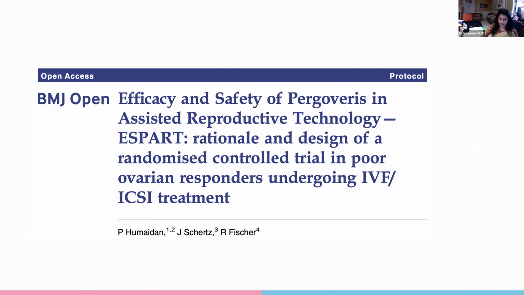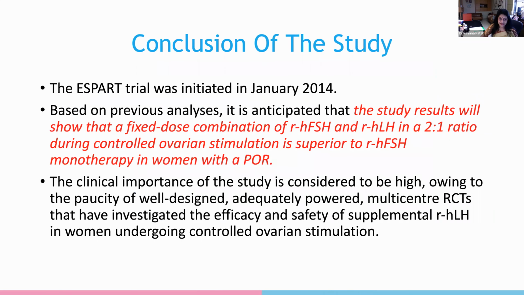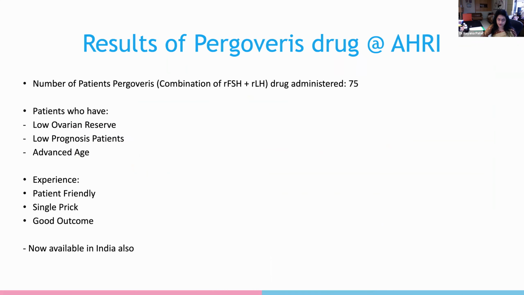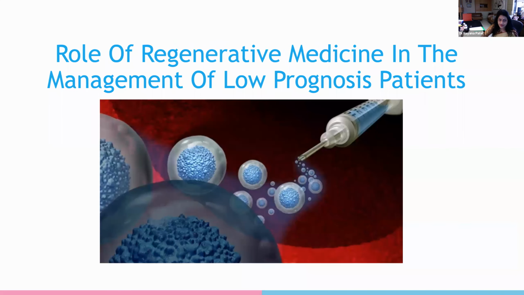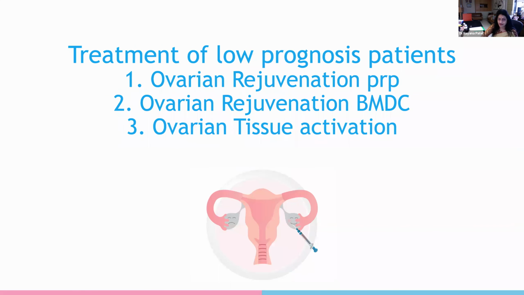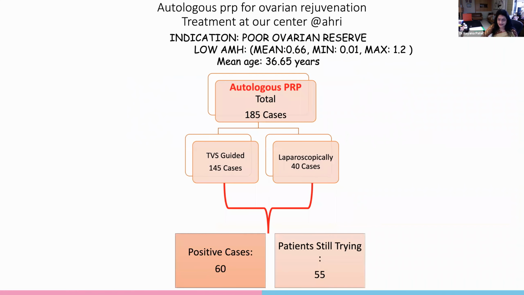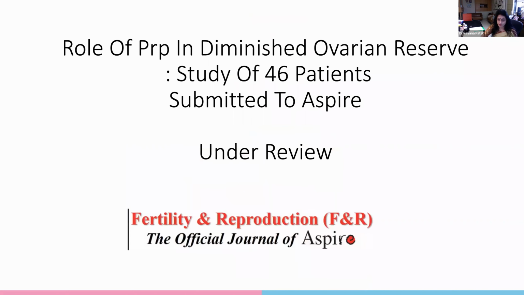This is another SPART study which had shown that a fixed dose combination of rec FSH to LH 2:1 is superior to rec FSH monotherapy in women with low ovarian reserve, and we ourselves have finished a study of Pergoveris in 100 patients. Along with this, in your patients with FSH, LH deficiency, healthy lifestyle, diet, exercise, less stress, acupuncture is always good. Regenerative medicine, we do a lot of PRP, BMDC, ovarian tissue activation, and with very good results, we are doing it, and now more concentrating on bone marrow derived.